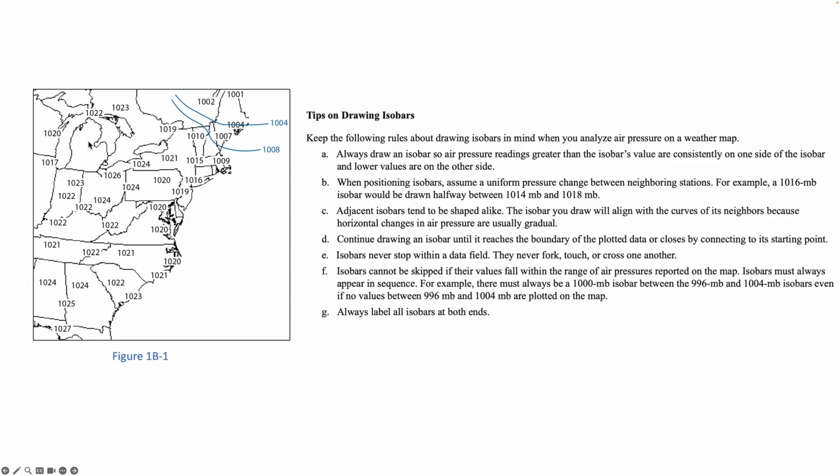All right, so you can see here that when we don't get the exact value on our map, we have to interpolate. And that is what point B tells us. Assume uniform pressure change. Basically, if you have 1,014 and 1,018, and you have to draw 1,016, you just split the difference. Okay, adjacent isobars tend to be shaped alike. They're not identical, but when you do get changes in shape between adjacent isobars, they tend not to be radical changes. So you can see that the shape of the 1,004 and 1,008 millibar isobars are similar, but not identical.